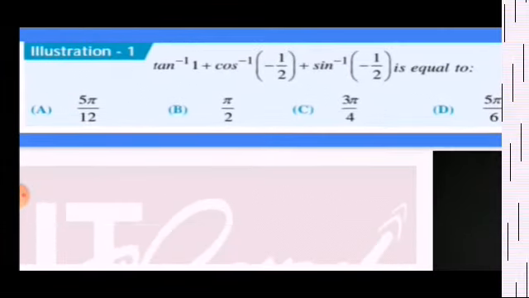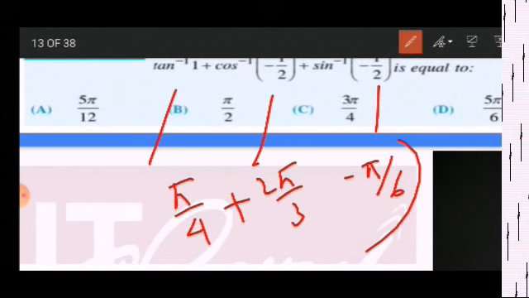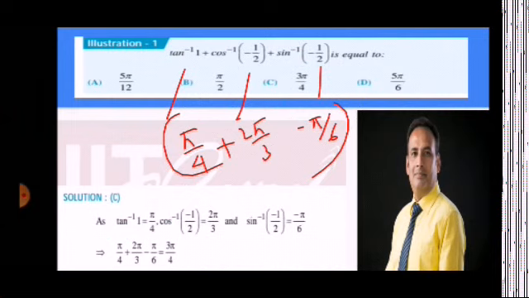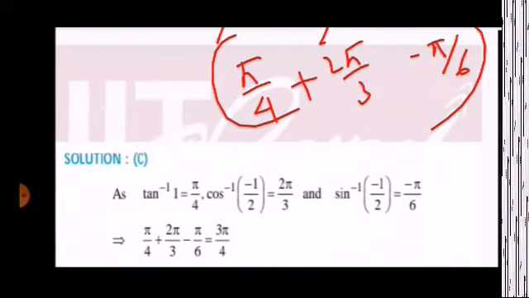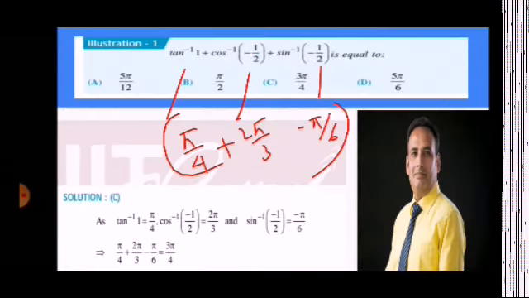So you can say over here, let me note, this value will be minus pi by 6. This value will be 2 pi by 3. And tan inverse 1, undoubtedly, is pi by 4. Now simply you can evaluate this value. That is the answer. So let's see, this is pi by 4 plus 2 pi by 3 minus pi by 6. This value is 3 pi by 4. So that is the answer, 3 pi by 4. So option C is correct.